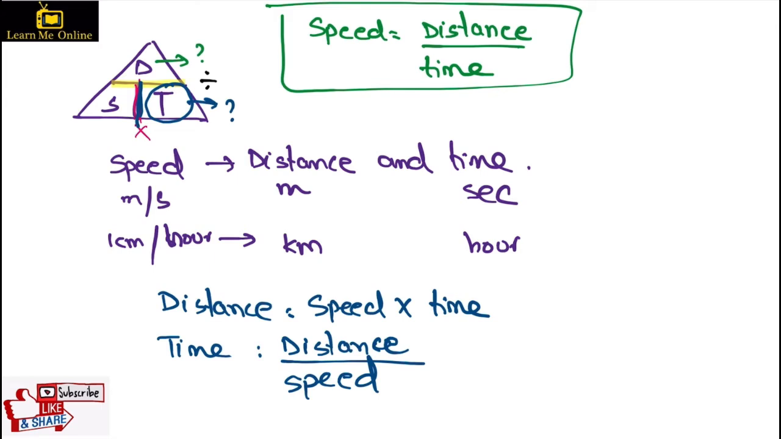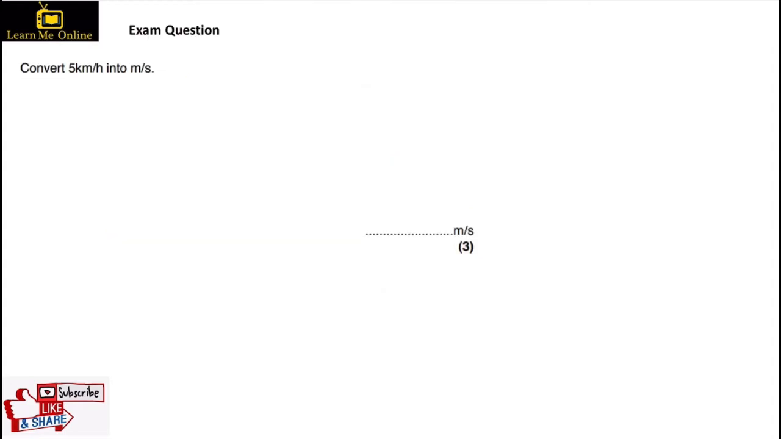Now we're going to have a look at some examples. Convert 5 kilometers per hour into meters per second. This was actually an exam question which came up for 3 marks. The first thing I'm going to write down is the conversion from kilometers to meters. So 1 kilometer is equal to 1000 meters.